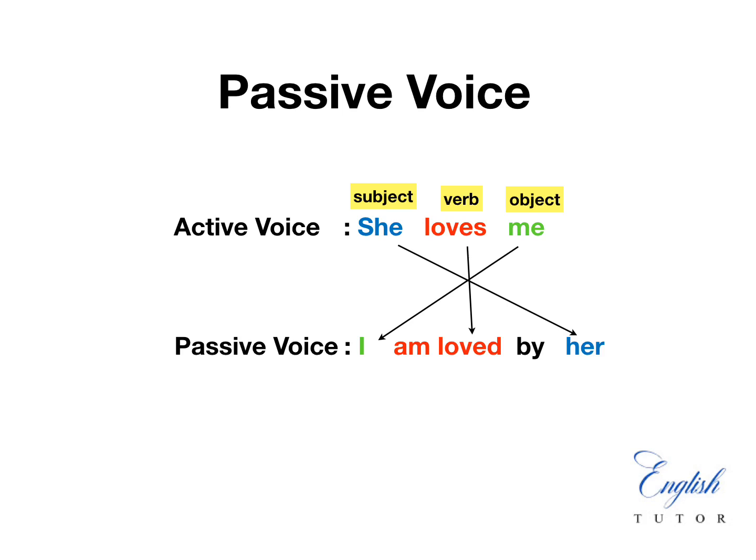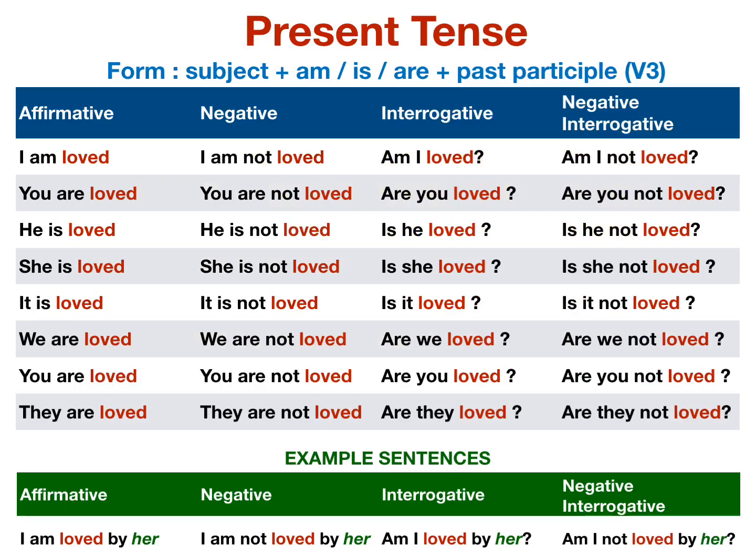Let's move on to passive voice. In passive voice, the subject becomes the object and the object becomes the subject. Passive voice, present tense. Subject plus am, is, are plus V3. I am loved. I am not loved. Am I loved? Am I not loved?